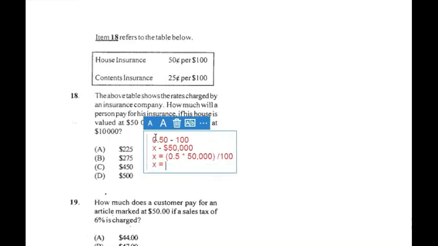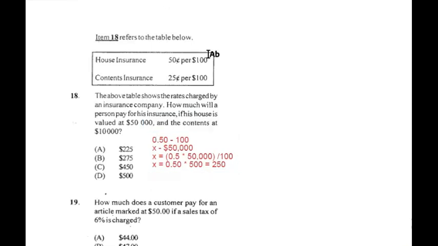So X is equal to, we're cancelling the zeros from the 100 with 2 zeros from the 50,000, and we will get 0.5, or the 50 cents, multiplied by 500, and that is equal to 250. So that is for the house insurance. So now we need to look for what would be for the contents. So it would be 0.25, and that is equal to every $100. So we're looking for X for the $10,000 in contents that is within the house.